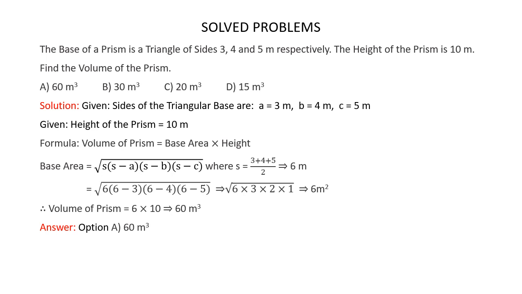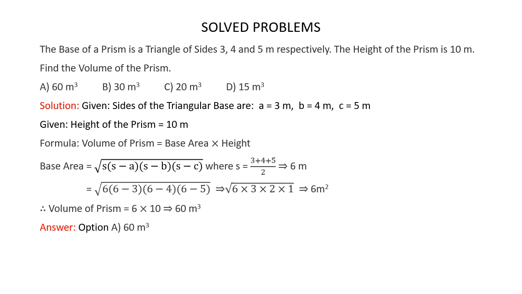by using the formula base area is equal to square root of s multiplied by s minus a multiplied by s minus b multiplied by s minus c, where s is equal to a plus b plus c divided by 2. Here s is equal to 3 plus 4 plus 5 divided by 2, which is nothing but 6. So s is equal to 6 meters.